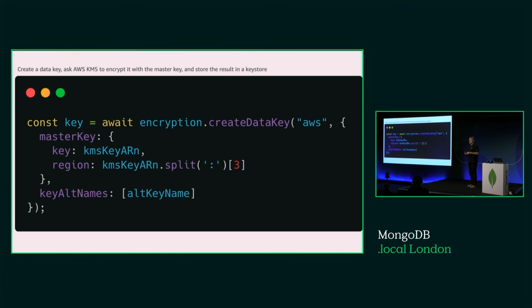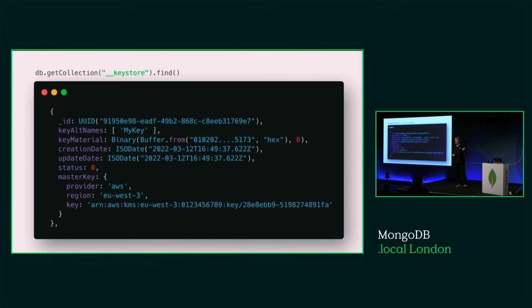Once I have that, I can use the client encryption object to request a new data key. So I can call the method create data key on the AWS provider. I give as a parameter the reference to the master key. I want my data key to be encoded with that master key, the one that I created on the AWS side just before. And I can give an alternate name, like a friendly name, so that I can remember why that key was used. If I look at the key vault just after that, I can see that there is a new entry in the key vault.